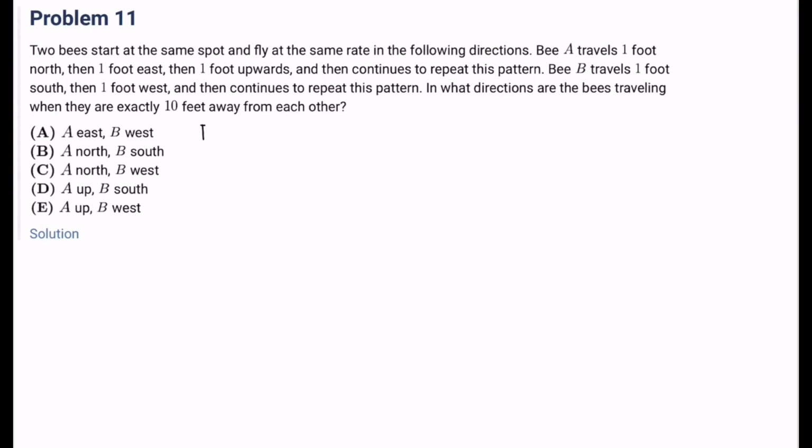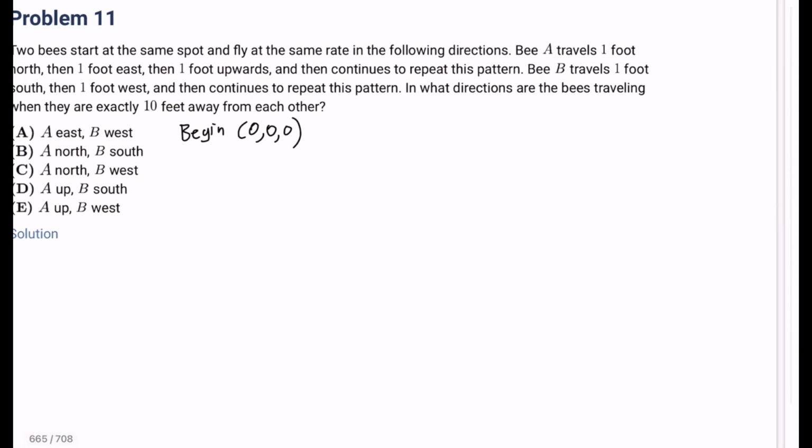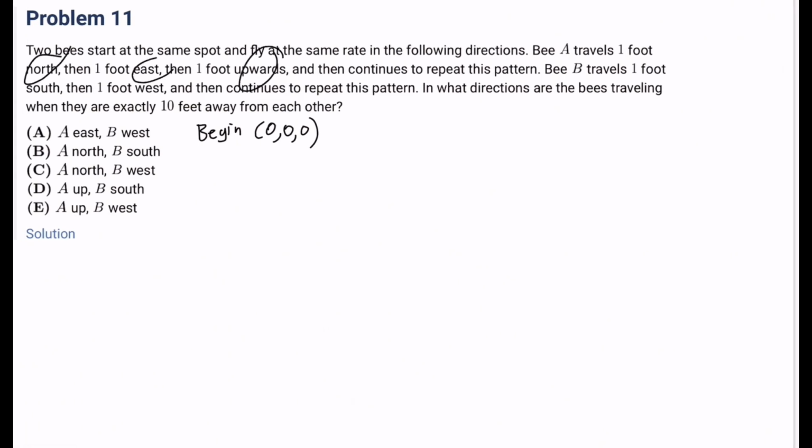Okay, so let's say that they begin at 0, 0, 0. Since this has north and east and up, down, that means we need to go in the 3-dimensional plane. So let's say they begin at 0, 0, 0. For BA, one cycle consists of 3 steps, and for BB, one cycle consists of 2 steps. So let's consider the case where it's 6 steps.